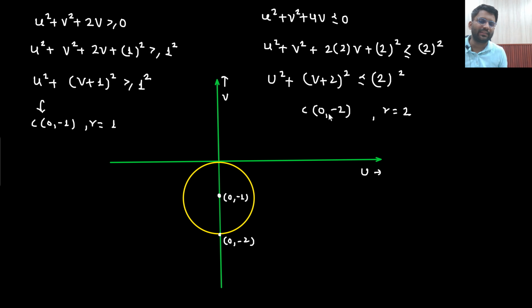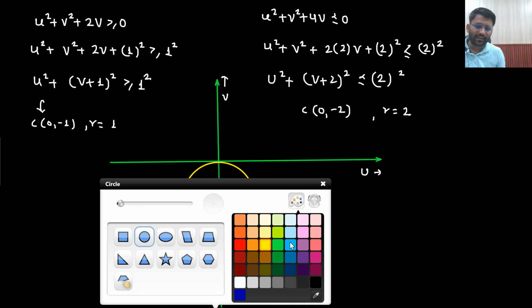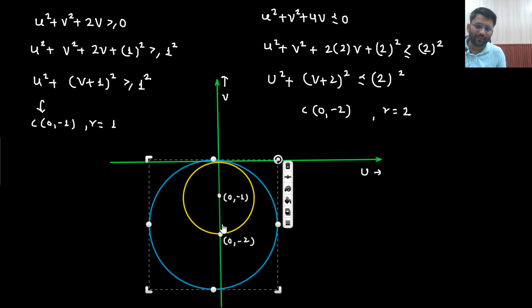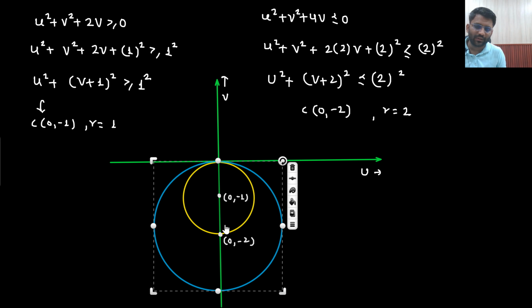Now next is circle at the center of 0, minus 2 with the radius of 2. So this is the radius of 2. Downward as well there is a radius of 2. So how it would look like? Circle with the center at 0, minus 2 with the radius of 2. This is how it would look like. Say yes or no.